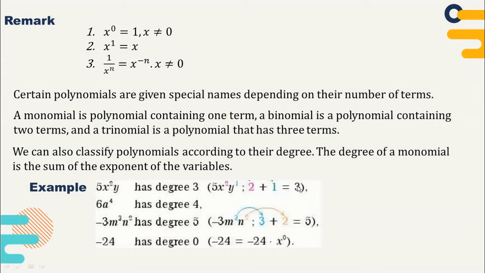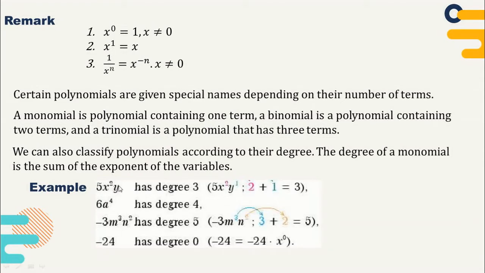So when we add, the result is 3. And then 6a to the power 4 has degree 4 because of a to the power 4. And then 3m to the power 3 and n to the power 2 has degree 5 because 3 plus 2. And then the last, minus 2, 4 has degree 0, meaning it doesn't have a power, so we can say 0. So remember that this one, 5x squared y, is a monomial. When we mix them, it becomes a polynomial.